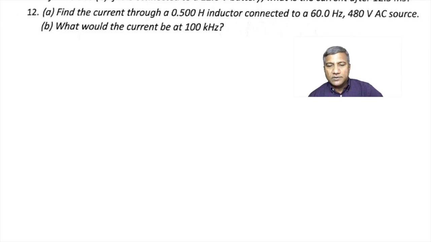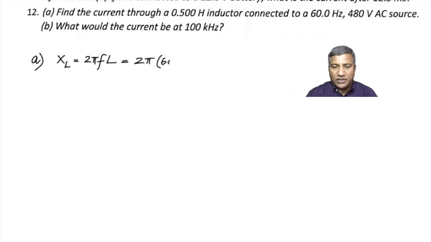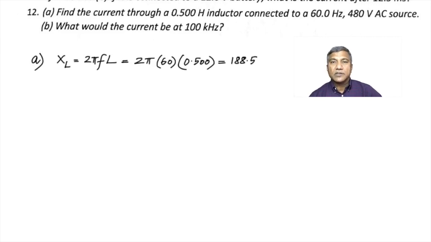In question 12, find the current through a 0.5 Henry inductor connected to a 60 Hertz 480 volt AC source. So we have to find the current through this inductance. To find the current through the inductance, first we have to calculate its reactance. The inductive reactance depends on frequency and is given by omega times L, or 2 pi FL. So X sub L means the inductive reactance is 2 pi times 60 is the frequency, inductance is 0.5 Henry, so we get 188.5 ohms.